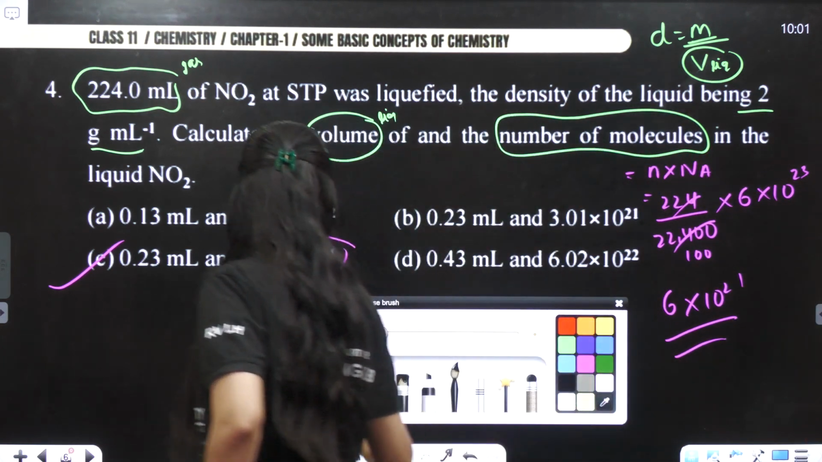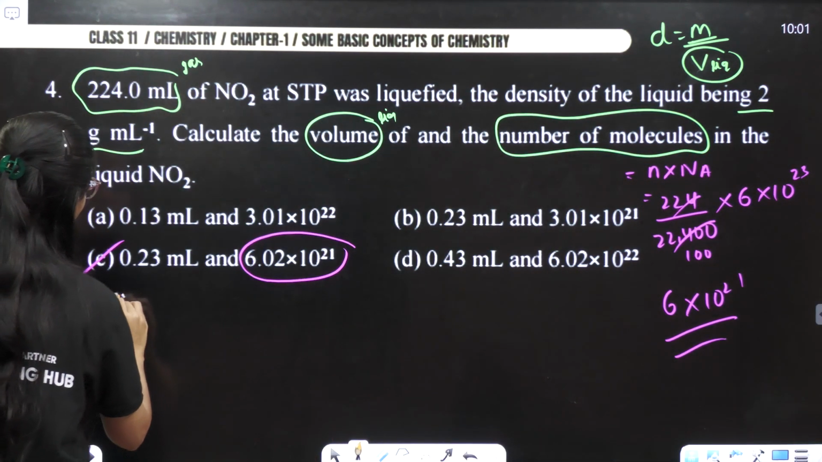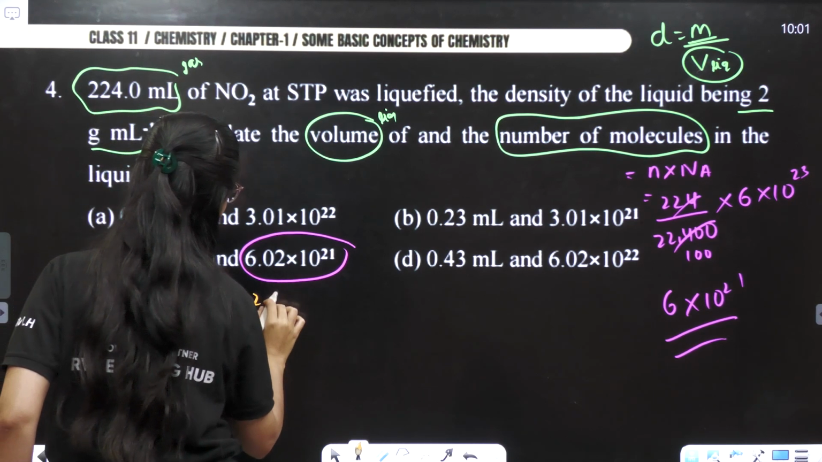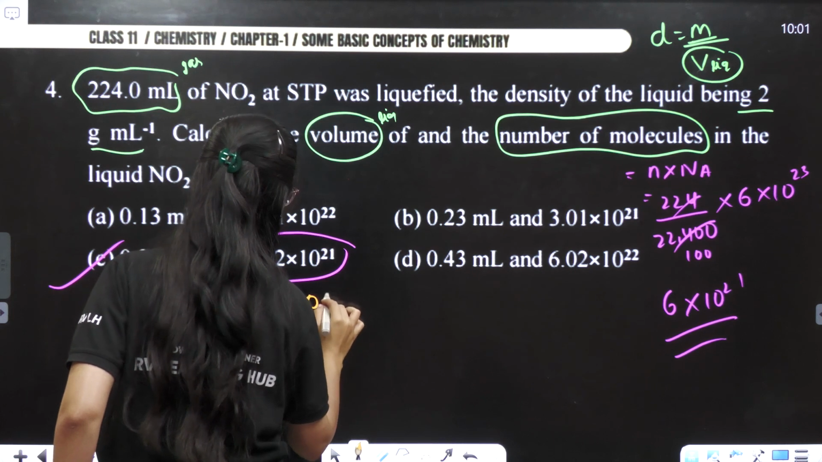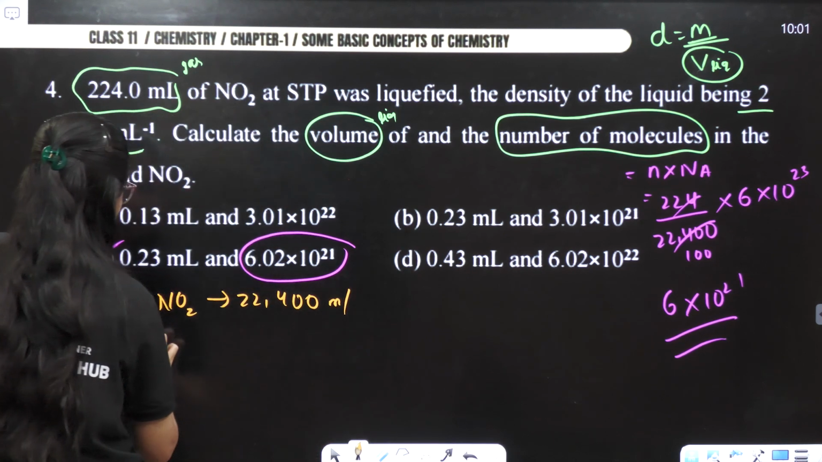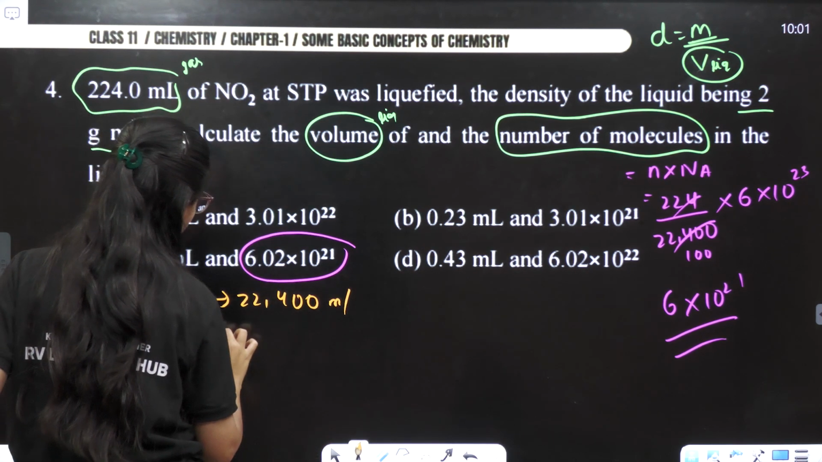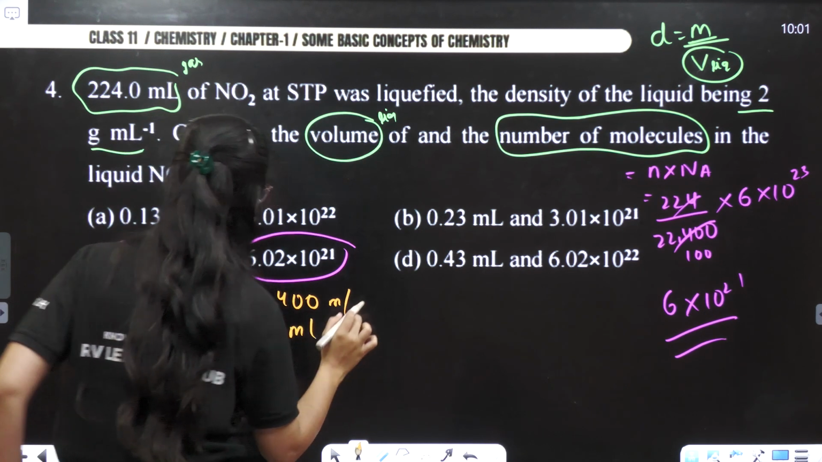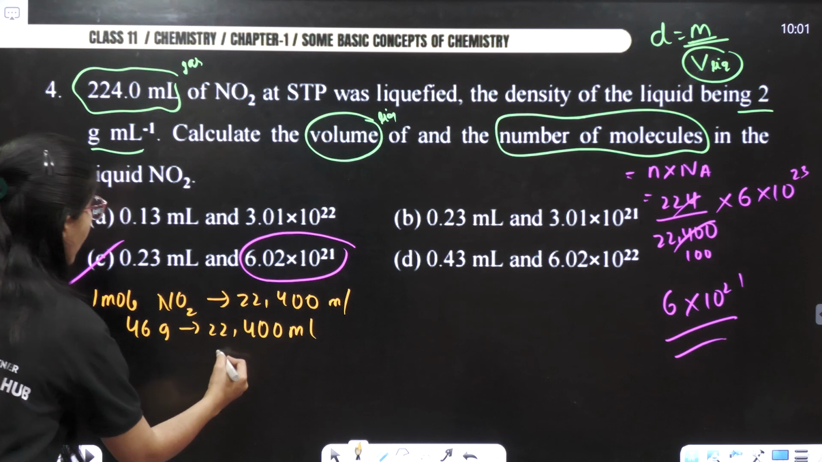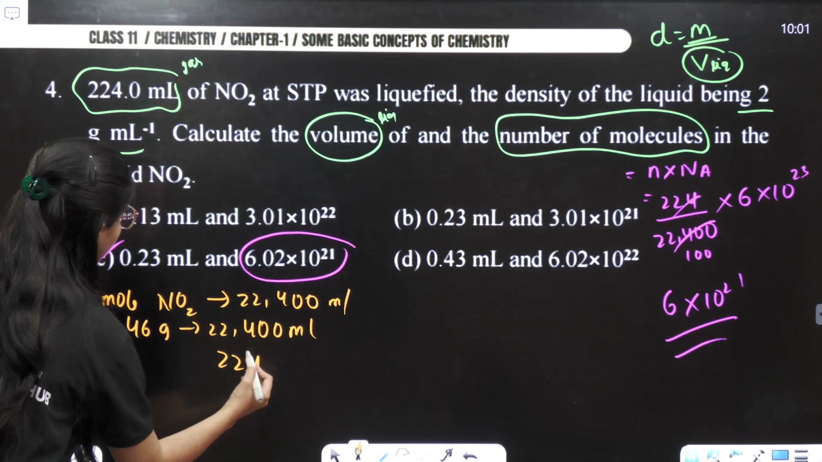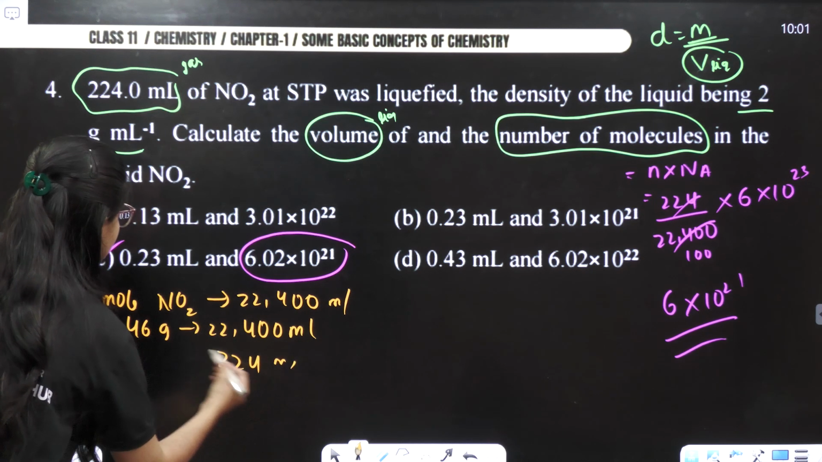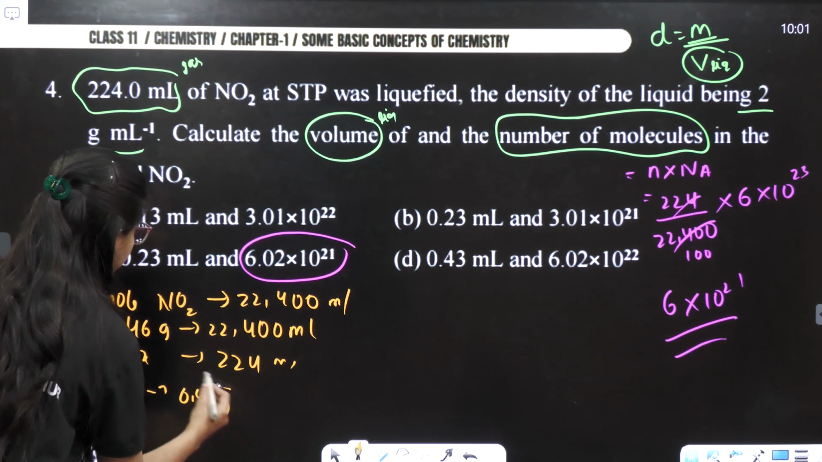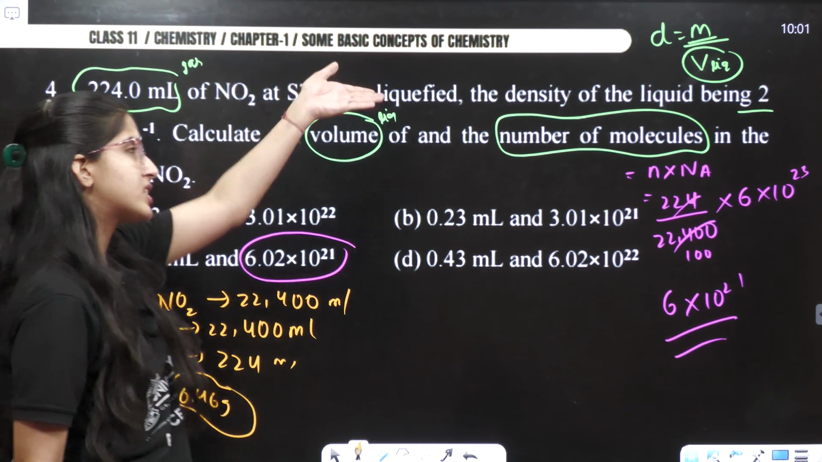As you know, 1 mole of NO2 occupies 22,400 mL. That means 46 gram of your nitrogen dioxide will occupy 22,400 mL. Then how much will 224 mL contain? It will contain 0.46 gram. Correct? So now just substitute there.